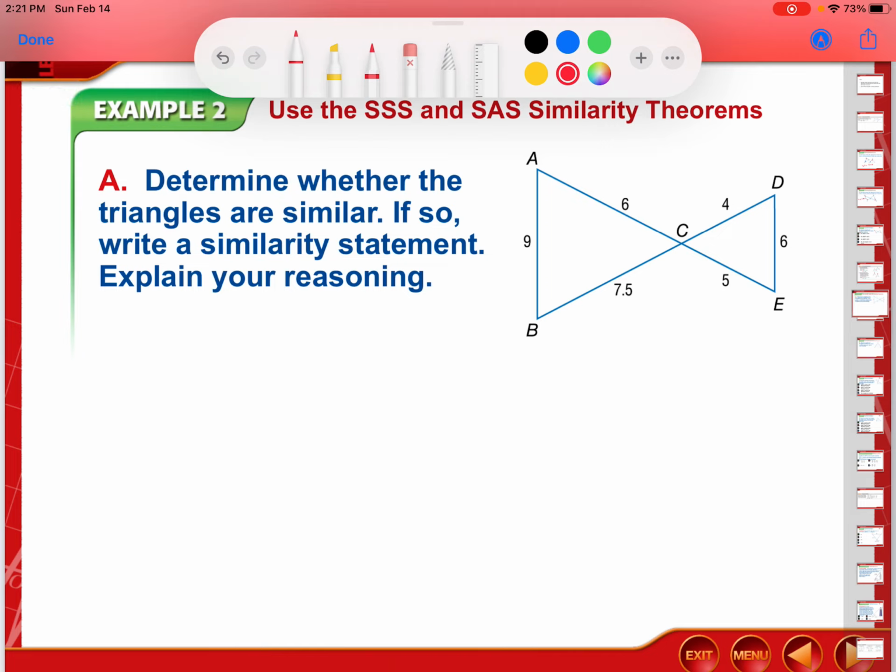So now we're determining whether the triangles are similar. If so, write a similarity statement. Explain your reasoning. Okay, so first things first, what I'm seeing we got three sides. So I know we're looking for side, side, side theorem, or side, side, side similarity theorem. That being said, I need to figure out which sides are corresponding to what.